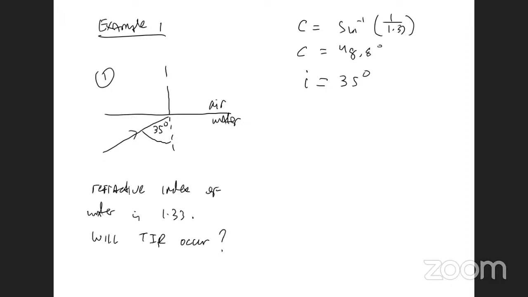Very good. So you see, since I is less than C, then total internal reflection will not occur. What might occur? Refraction. Good job. So refraction will occur.